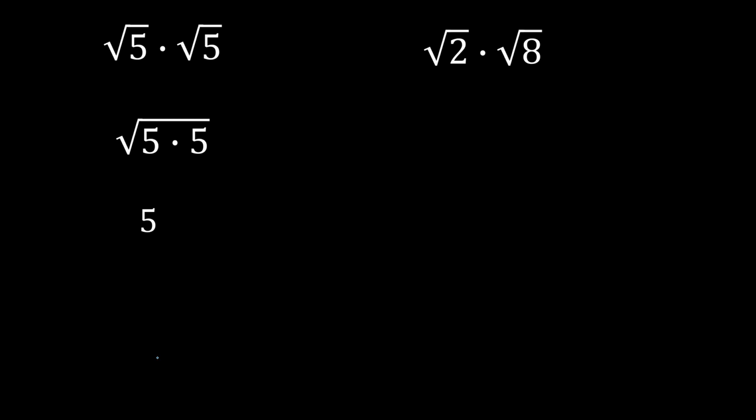Here we see the square root of 2 times the square root of 8. Same thing, we can combine into one radical, where we have the square root of 2 times 8, which is the square root of 16, which would just be 4. So with multiplying, we can also combine into one radical.